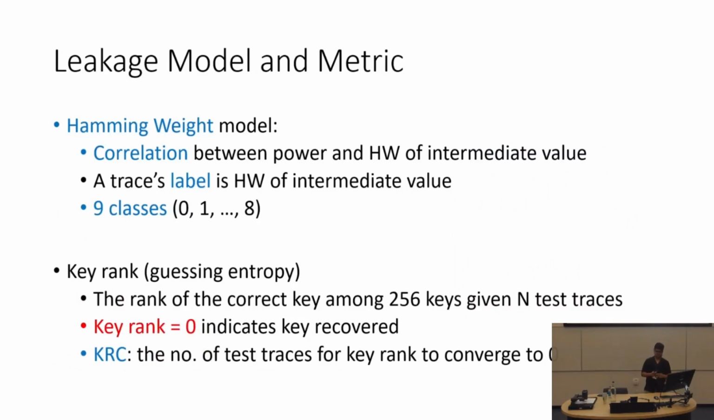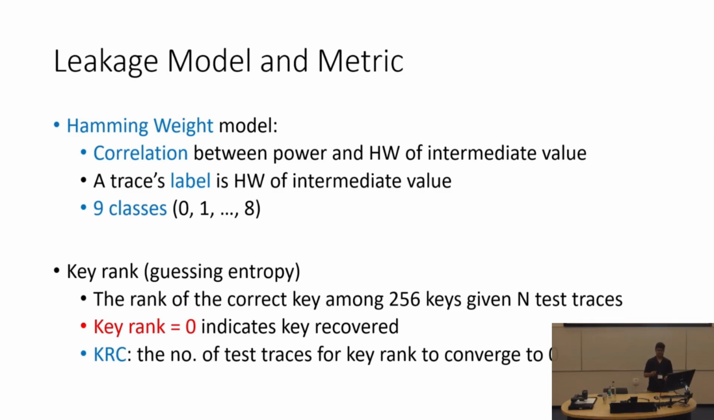So leakage models and metrics. In our paper, we leverage the Hamming weight model. There is a correlation between the power value and the Hamming weight of an intermediate value. A trace's label of Hamming weights is the intermediate value. And we provide the model with 9 classes ranging from 0 to 8.